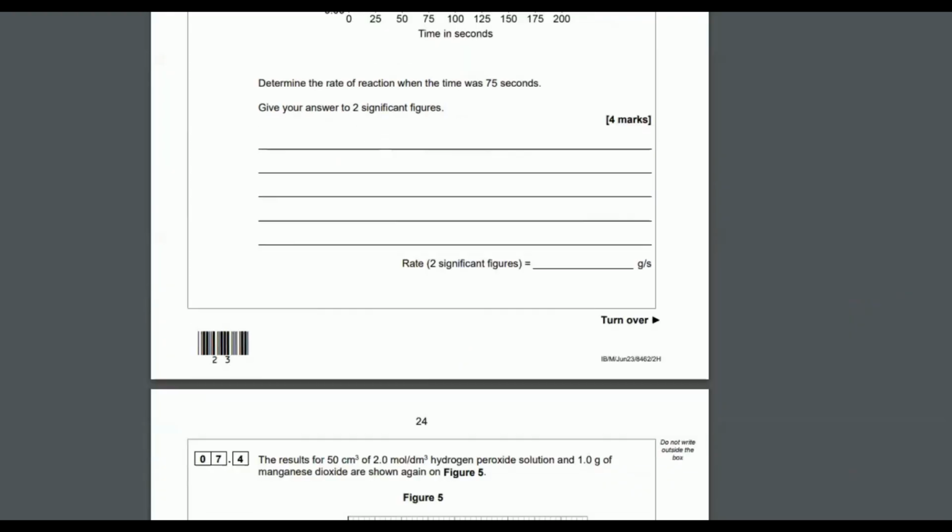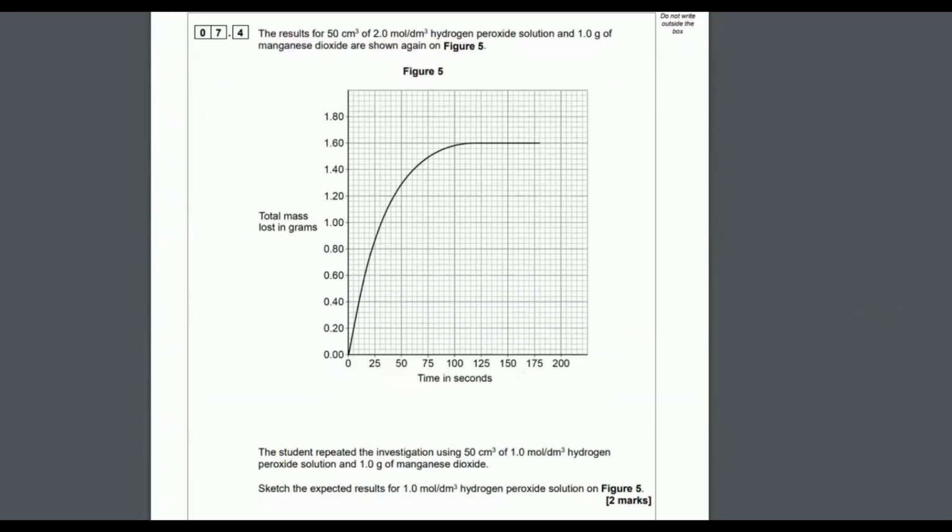Okay, moving on to 7.4. Figure 4 shows the results for 50 centimeter cubed of hydrogen peroxide solution and 1 gram of manganese dioxide, shown again here on this figure 5. These results are for 50 centimeter cubed of 2 mole per decimeter cubed hydrogen peroxide solution. They're saying the student repeated it down here with only a 1 mole per decimeter cubed concentration.